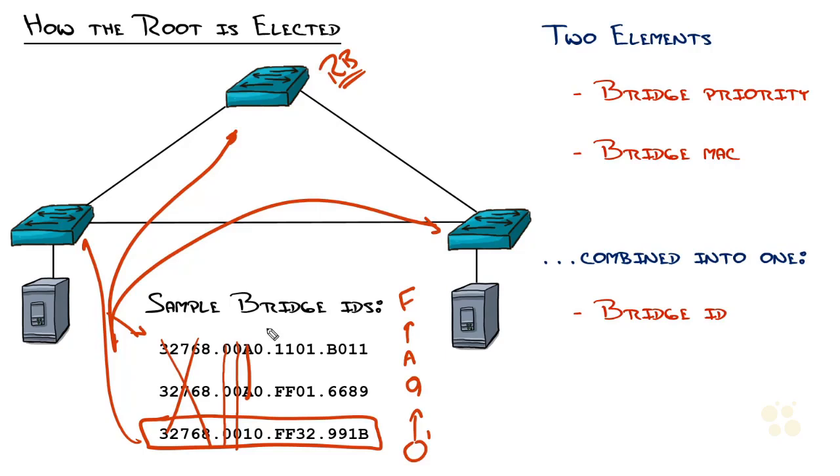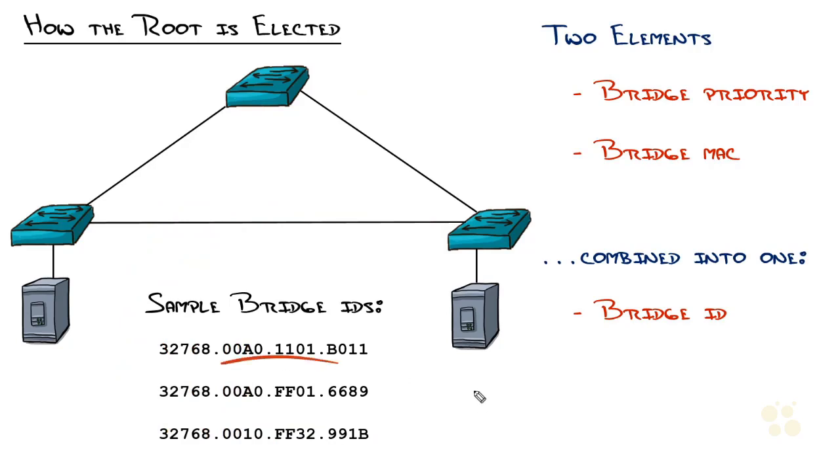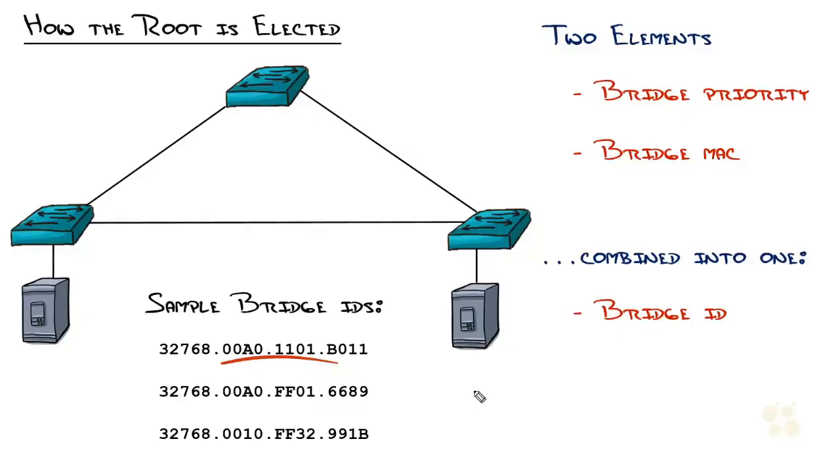Now, if we can't change the MAC address that's burned in there, we saw that with show version, how do you think we can influence the election? I think you've got it. You change the priority. That's the one configuration option that we can change.